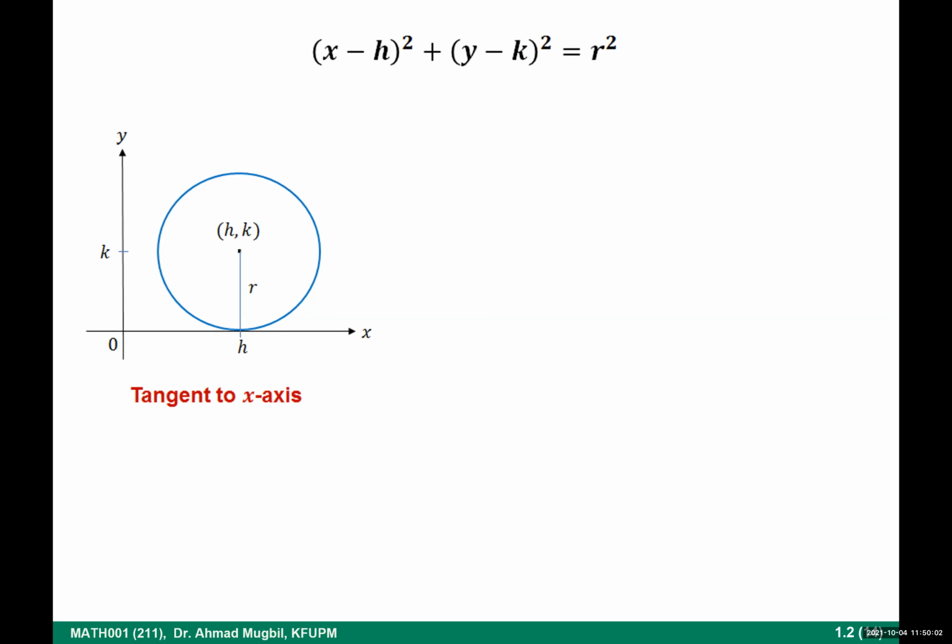What about if the circle is in the 4th quadrant? If the circle is here, for example, is it going to be K? The absolute value. So in this case, R will be the absolute value of K. If it is tangent to the y-axis, we will see that in the next class.